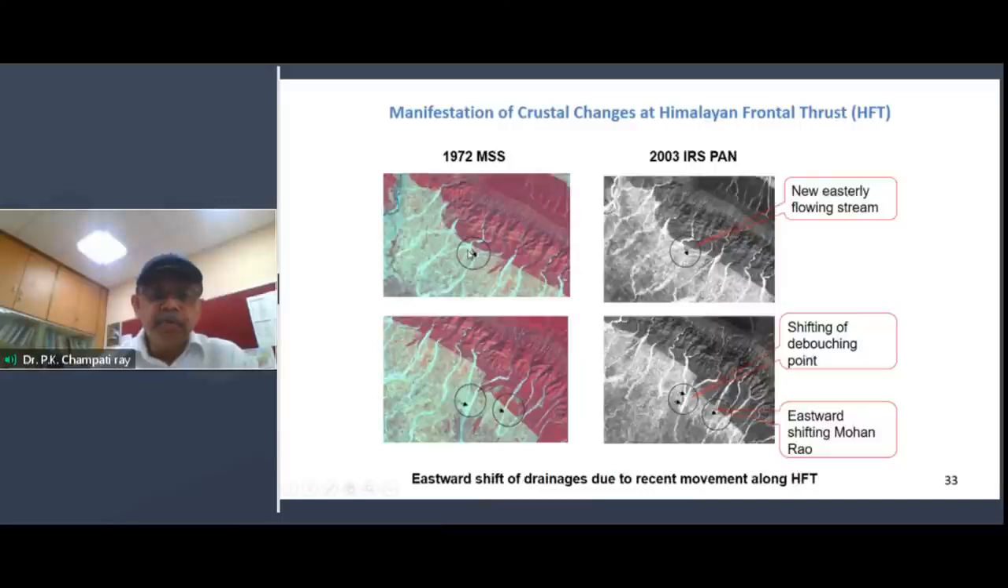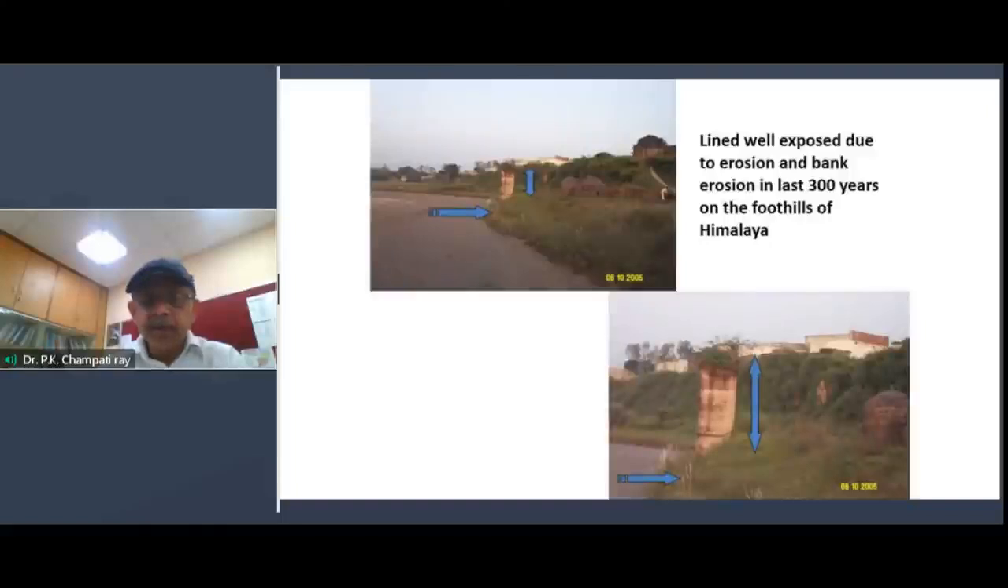Everything is pushing towards east. So new streams are being developed, and we have seen a lot of satellite-based evidence of new streams being developed and the stream joining points shifting. So its dynamics is not only that you measure it through the instrument, but you also see it in the form of drainage migration, the first order and second order drainages, which are very susceptible to this kind of change. That also shows in the last 30 years how they are migrating. Very interesting. Everything on the eastern side is getting affected, because things are being pushed towards east.